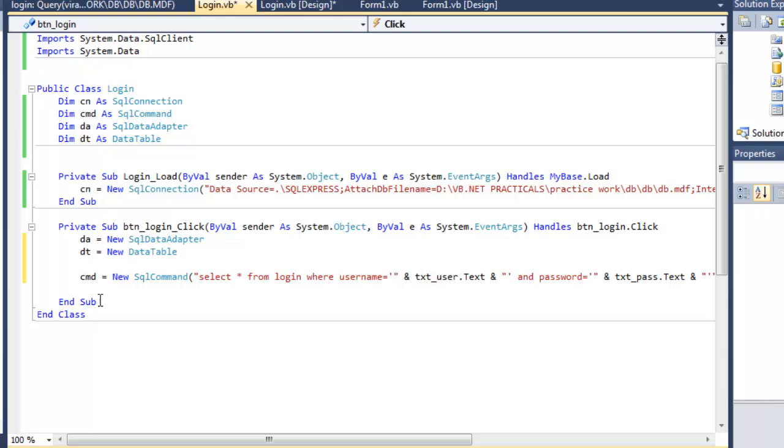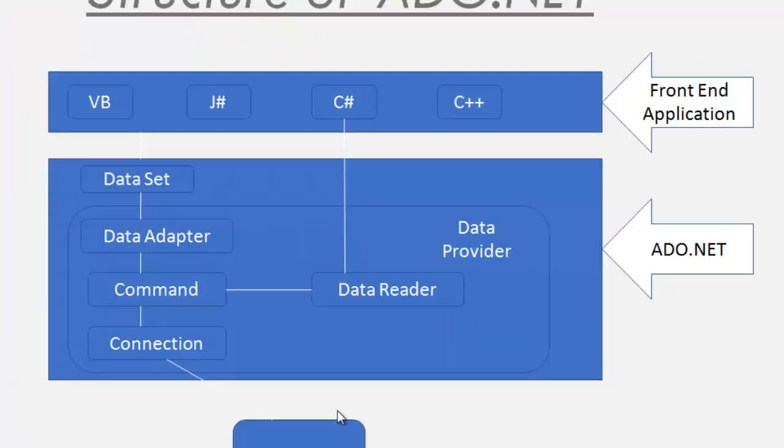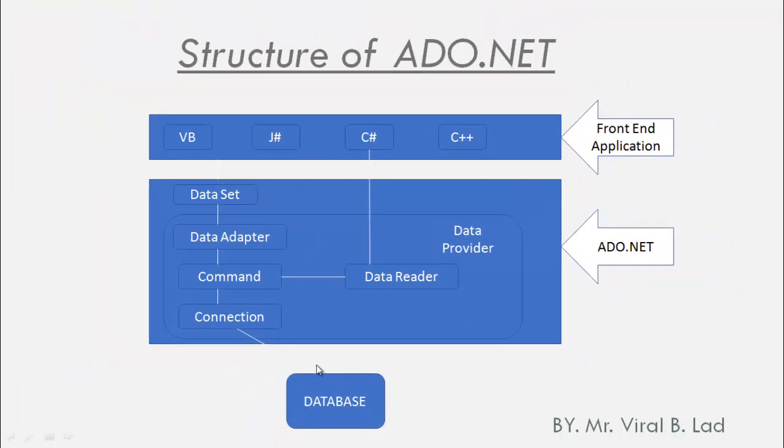Okay, now here is what is going on. The select query is executed and its result is stored in the command object. Now we have to open the connection. As we have seen in theory, our data is right now in the database, now it is in the command object. From the command object, data moves to the data adapter, and from the data adapter to the data table.